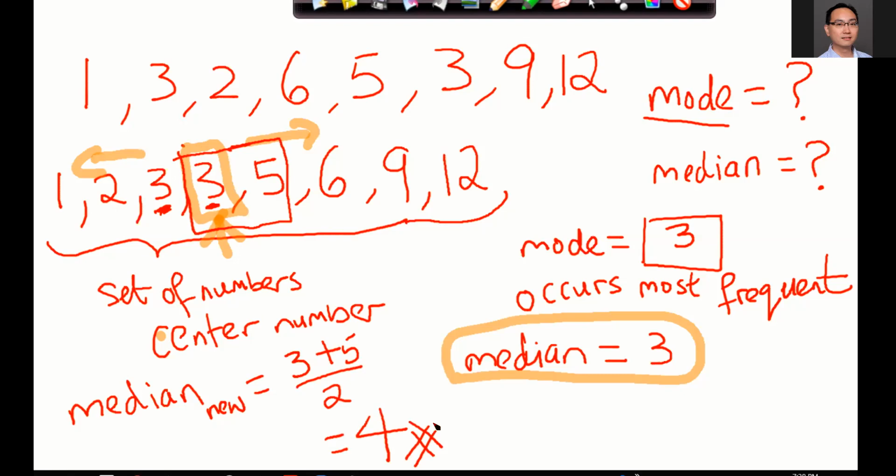So very common: mode, median, and the mean value. The mean is the average value. Basically you just add up all the numbers, then you divide by the total number of numbers in the data set.